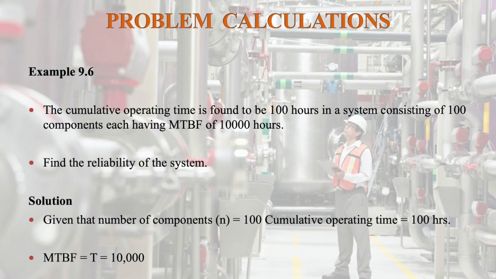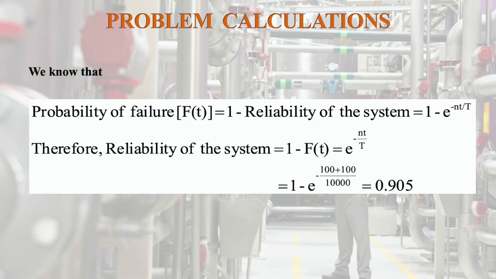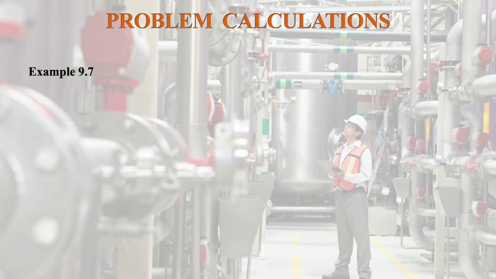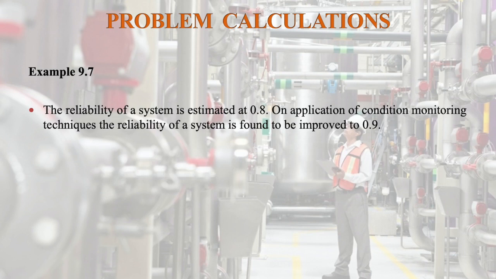So we know that the probability of failure F(t) is equal to 1 minus the reliability of the system, that is 1 minus e to the power of minus nt divided by T. Therefore, the reliability of the system, 1 minus F(t), is equal to e to the power of minus nt by T, that is e to the power of minus 100 times 100 divided by 10,000, which is equal to 0.905.